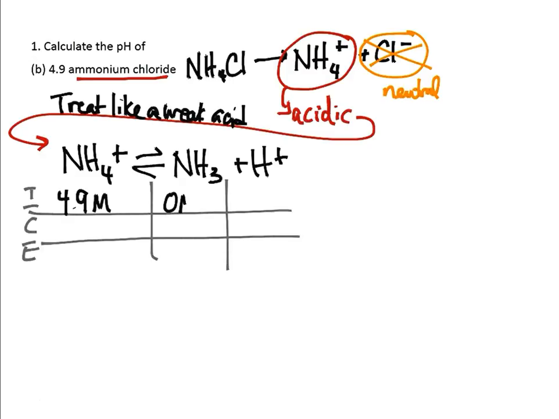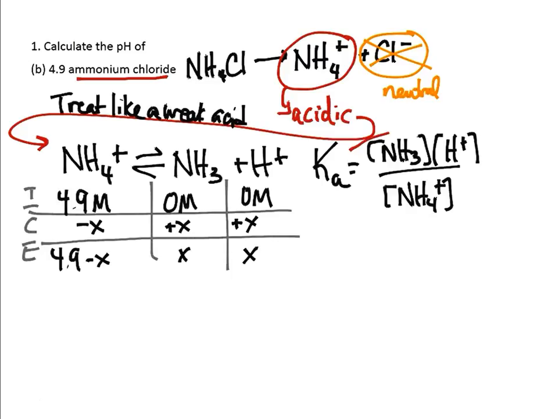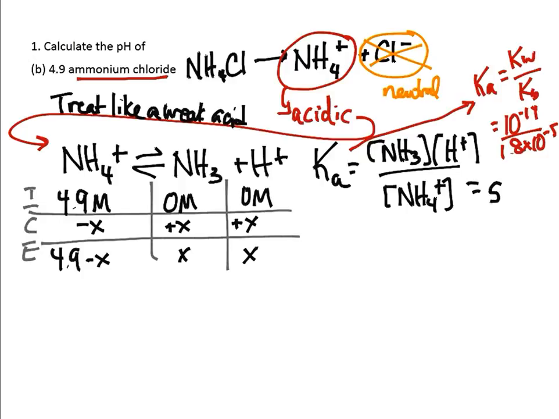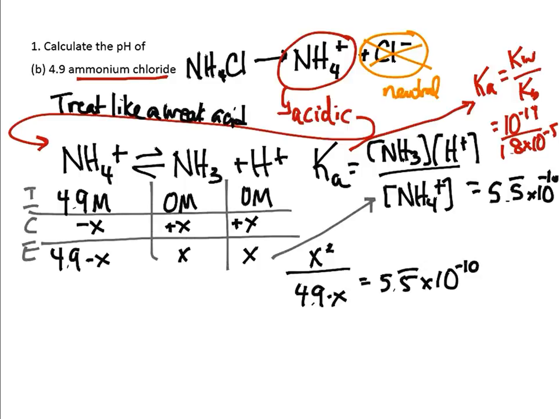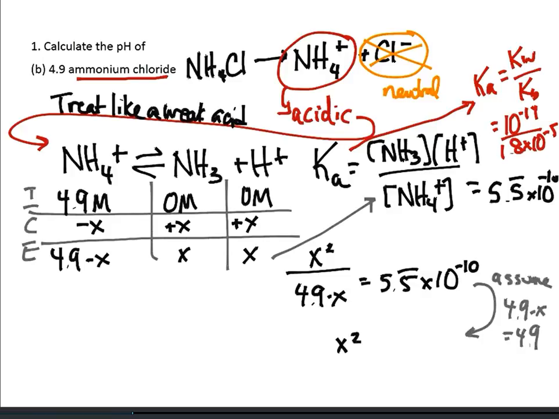And we're going to have minus X on the left and plus X on the right. And then we're going to have 4.9 minus X for ammonium and X on the right-hand side. We're going to write our Ka expression, which is here. We're going to calculate Ka from the Kb of ammonia. So 10 to the minus 14 divided by 1.8 times 10 to the minus 5 gives me 5.5 times 10 to the minus 10 for the Ka for ammonium. We're going to plug our algebra expression in. We're going to assume X is negligibly small, which is probably reasonable because Ka is very small, 10 to the minus 10. So we're going to solve for X.